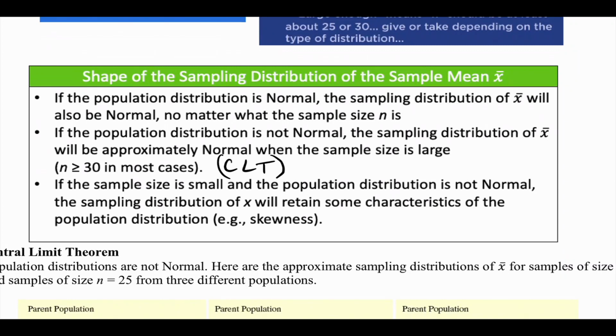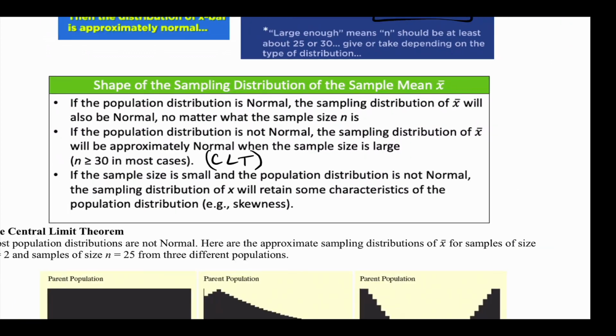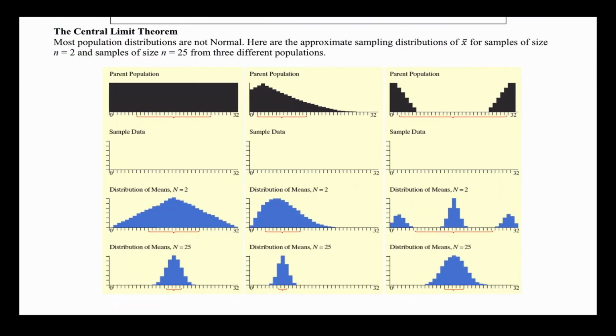If the sample size is small and they haven't mentioned anything about population shape, then I would have to check things like skewness or outliers. And then a little more into the central limit theorem.